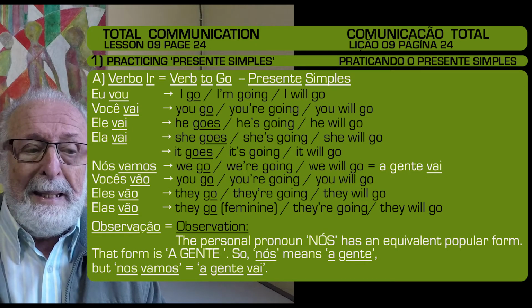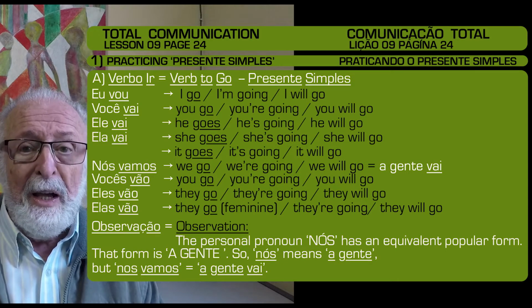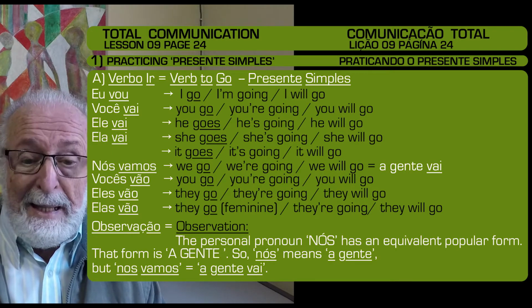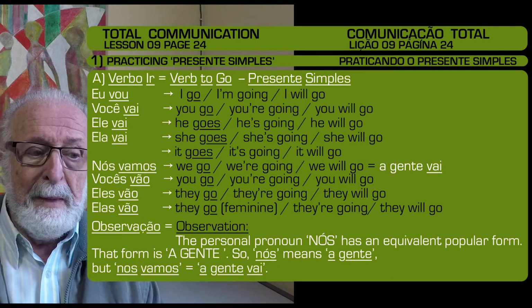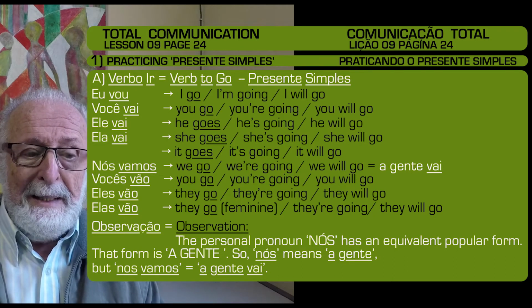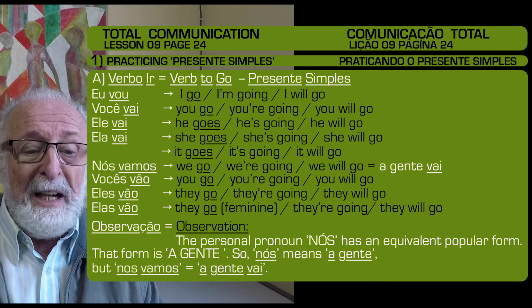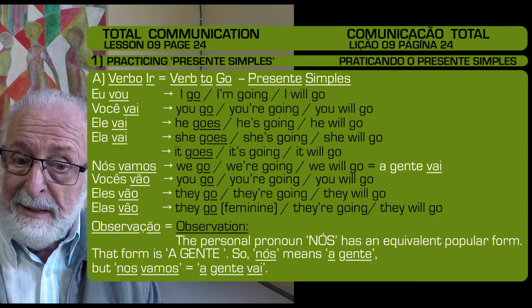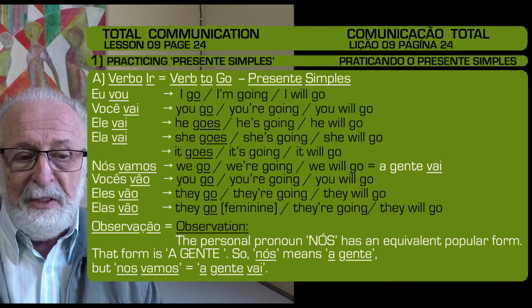Ele vai. Ele vai means he goes. But it also means he's going and he will go. Ela vai. Ela, she. She goes. Ela vai. But it can be she's going and she will go. You see that?